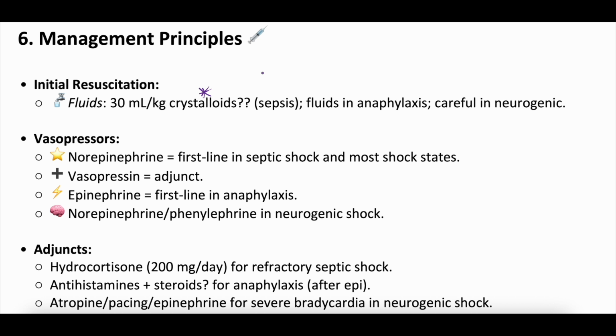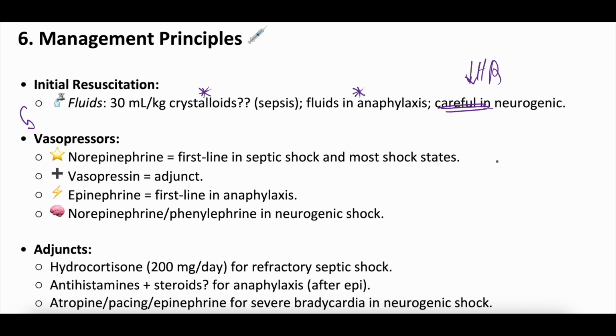But usually you need at least some amount of fluids in anaphylaxis. And neurogenic's tough because that heart rate's lower. So you just want to be careful with fluids, but probably some fluids in neurogenic shock too. So that initial resuscitation is often volume. Okay. After that, though, vasopressors are commonly needed.